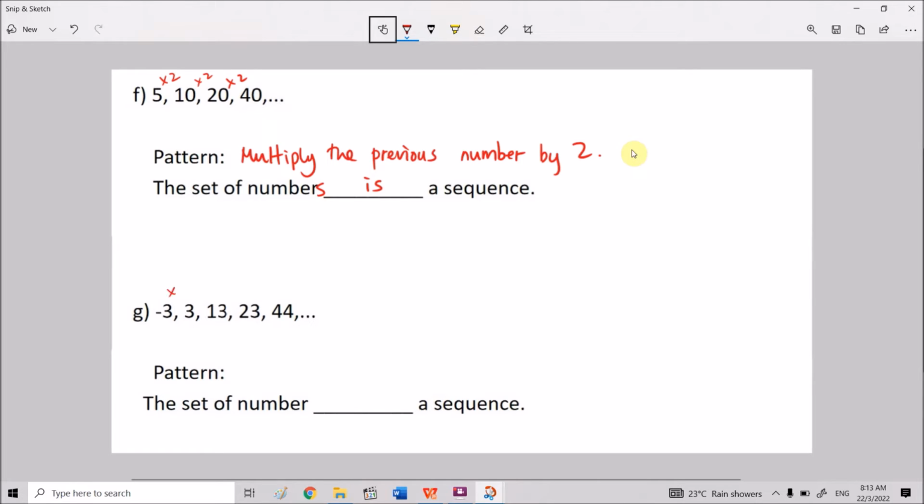How about if we try multiply? You're multiplying by negative 1. Negative 3 times negative 1, you get 3. Then if you multiply by negative 1, you get negative 3 as well, not 13. We cannot use this as a pattern as well. Hence, there is no pattern for this set of numbers, and the set of numbers is not a sequence.